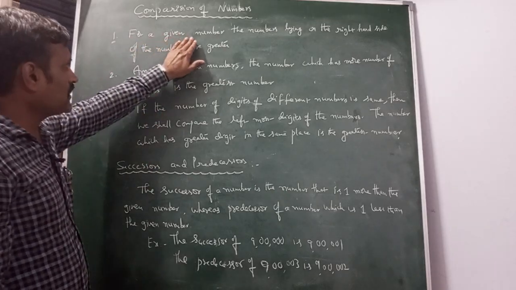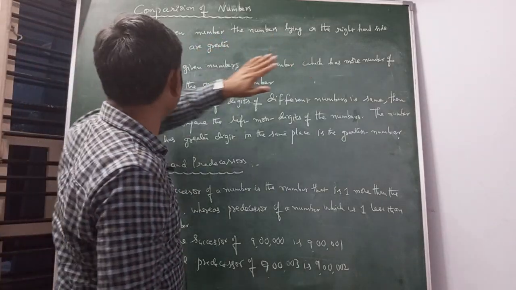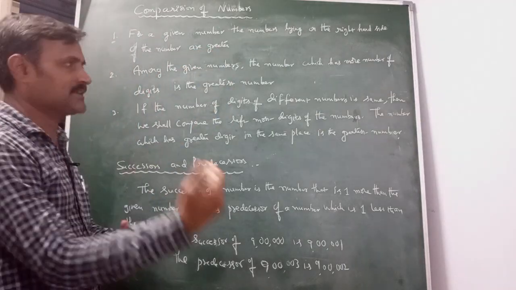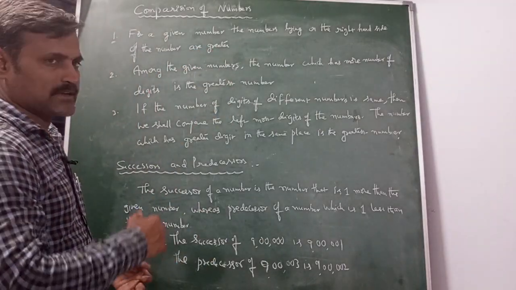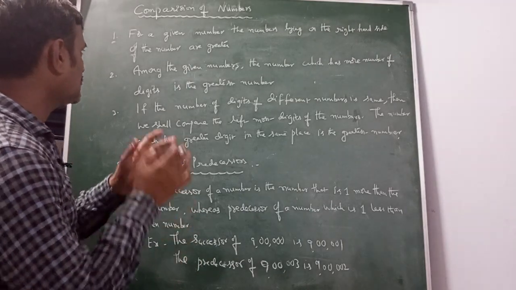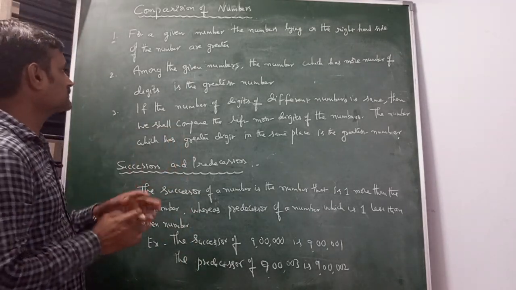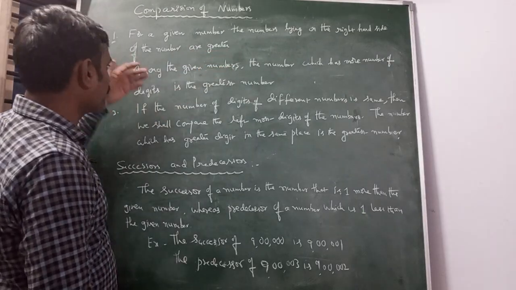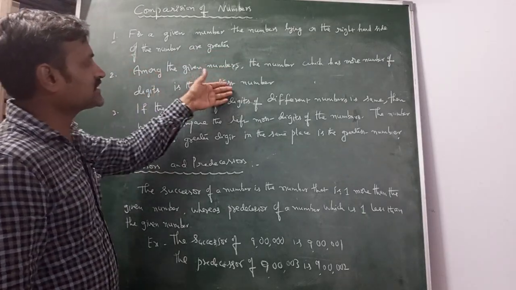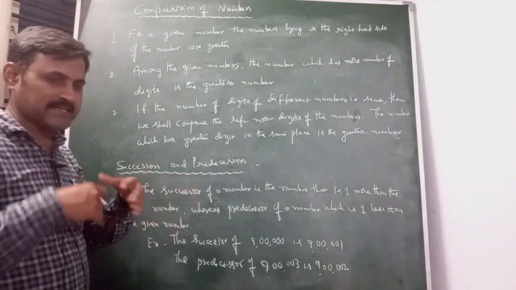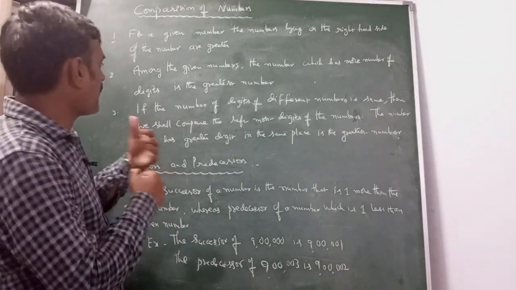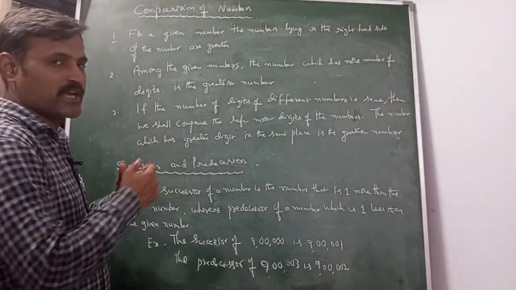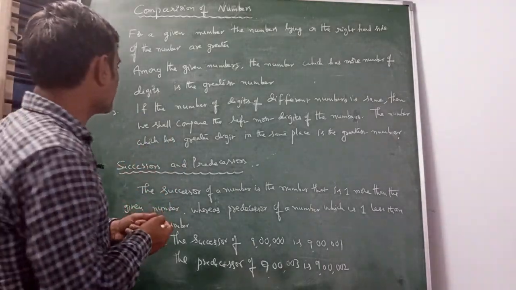For a given number, the numbers lying on the right hand side of the number are greater. Right hand side is greater. That is one thing we have to remember. Among the given numbers, the number which has more digits is the greatest number. So if the number of digits is more, then simply we can call it the greatest number. In this way, we can compare the numbers.